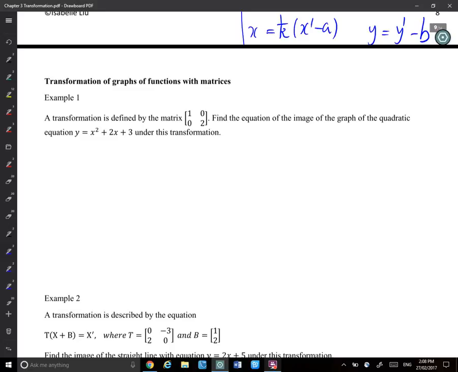It's a dilation of vector 2 by the x-axis. You should be able to see this. And then find the equation of the image of the graph of the quadratic equation under this transformation.